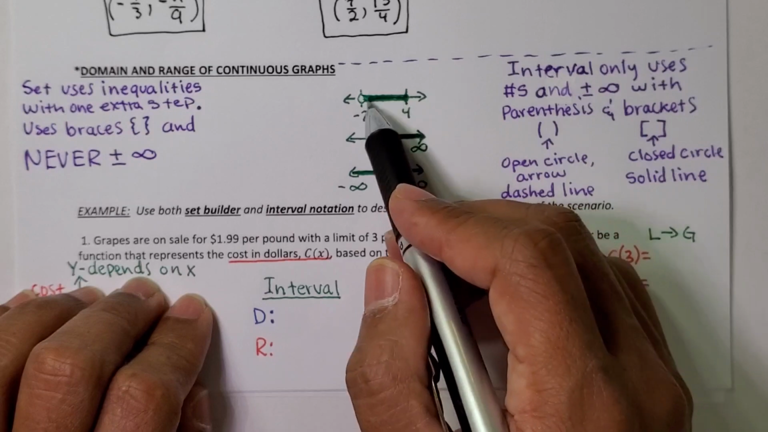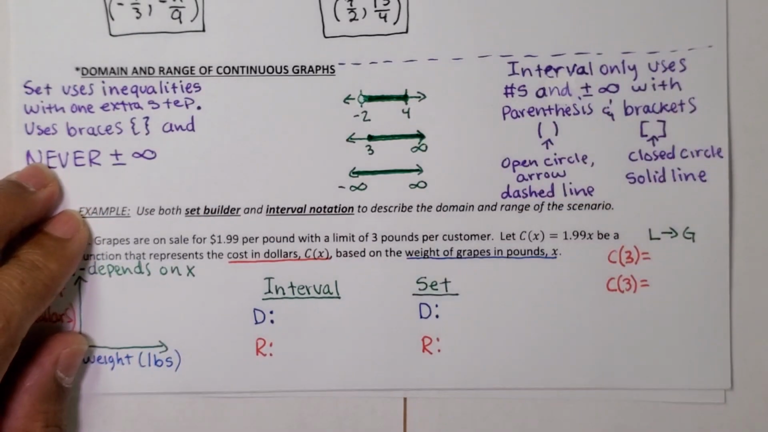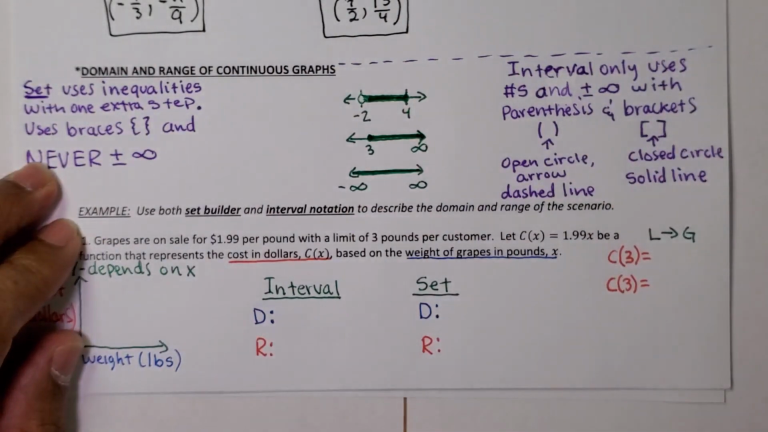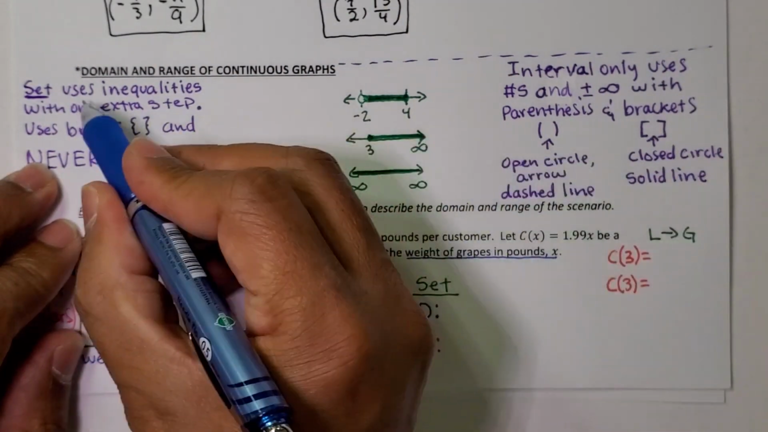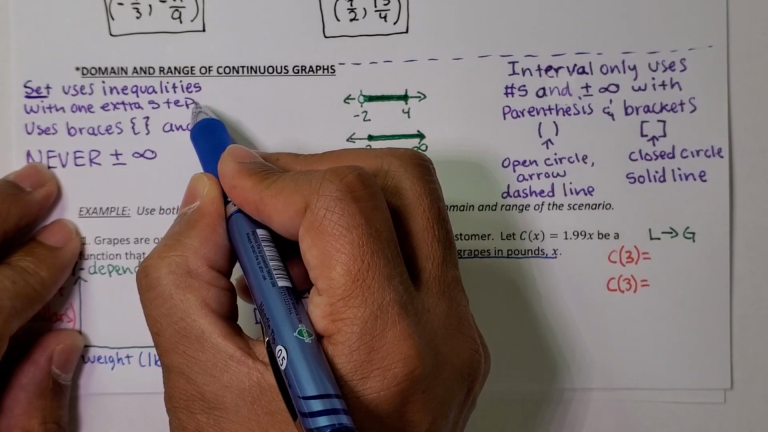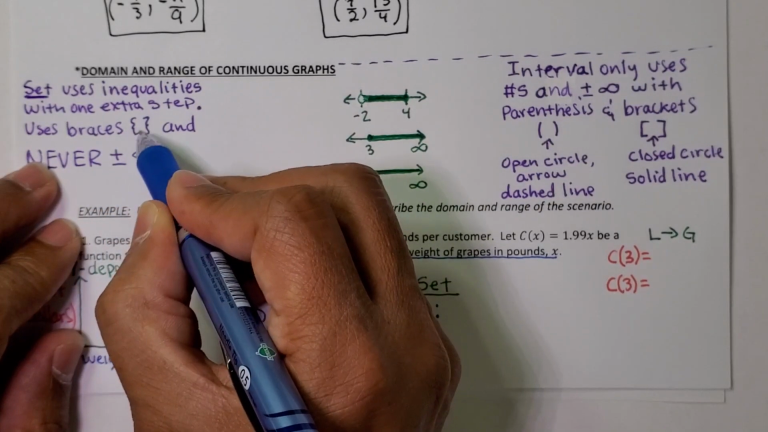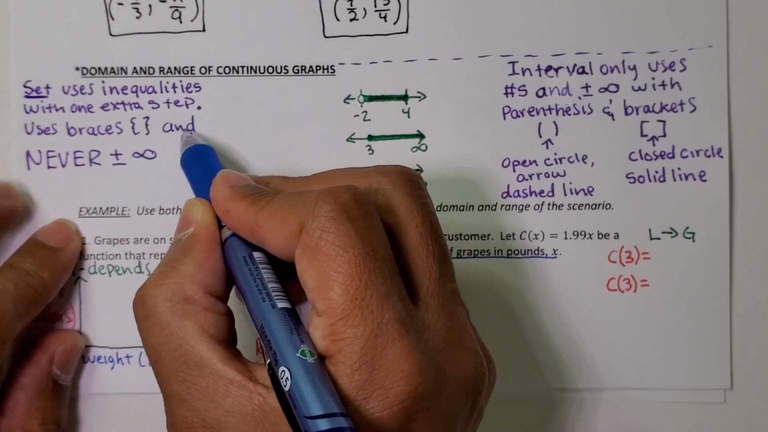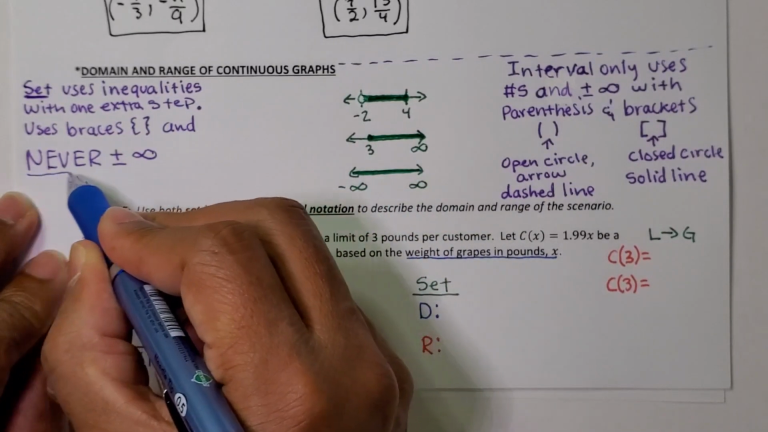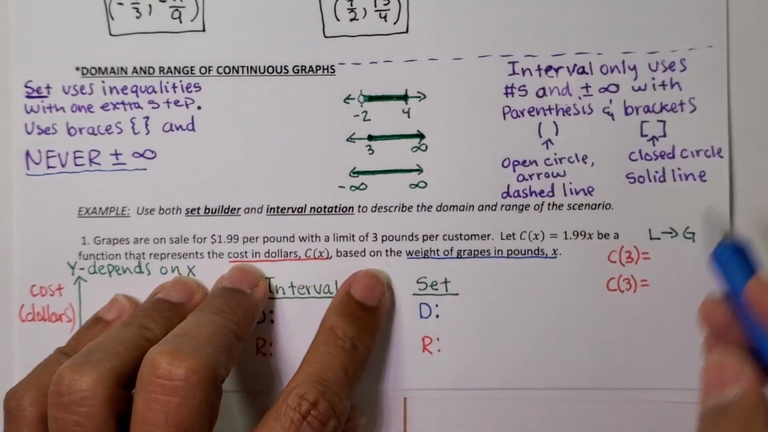So this could be considered a segment. So when it comes to set notation, this is what's important here. Set notation uses inequalities with one extra step. The extra step is it uses braces, which is what these are, and they look funny, but they're curly braces, and never plus or minus infinity. So keep in mind, this is very important, okay? Plus or minus infinity, we never use that for set notation.